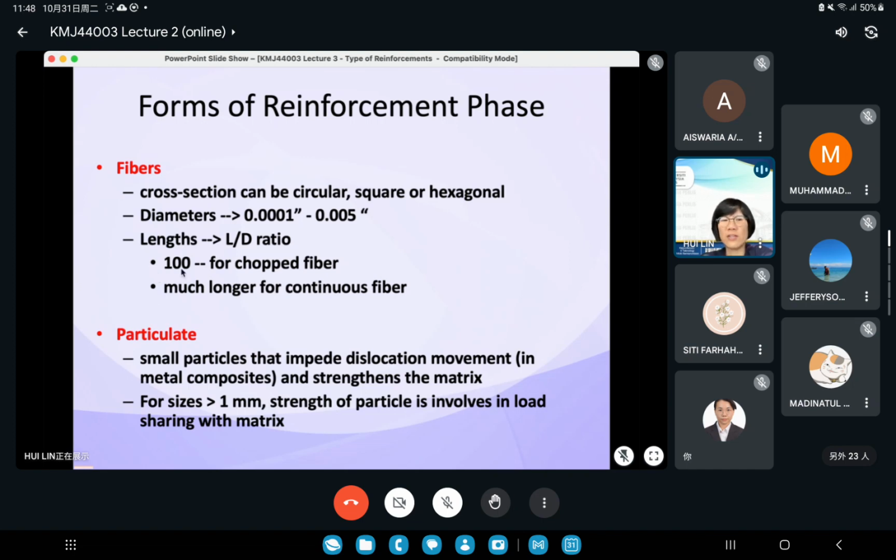I think it's 50 to 100. The aspect ratio should be 50 to 100, then it's a short fiber. And if it is beyond 100 aspect ratio, the length over diameter, then it is considered a long fiber. You call it continuous fiber. Particulates somehow don't look like fibers, they come in different shapes. In general we say they are particles.